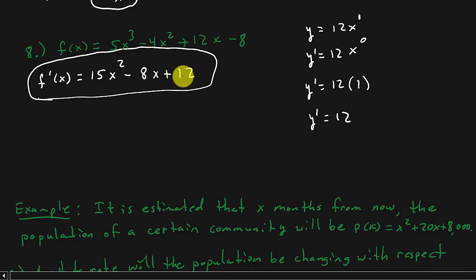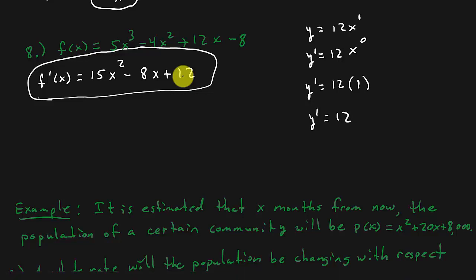And that's how I got this 12 right here. I just wanted you to see that. But you don't have to do that. Just remember, if you have a number times x and you're taking the derivative of that, and it's just a number times x, well, then the derivative is just the coefficient of x, that number in front of x.